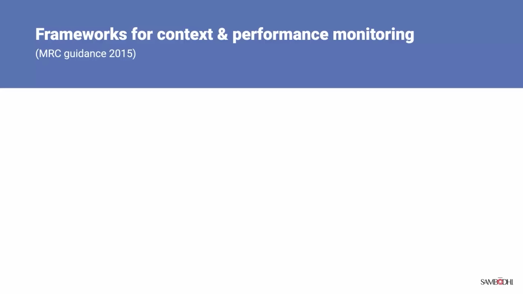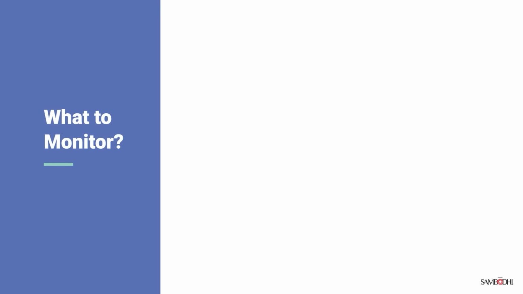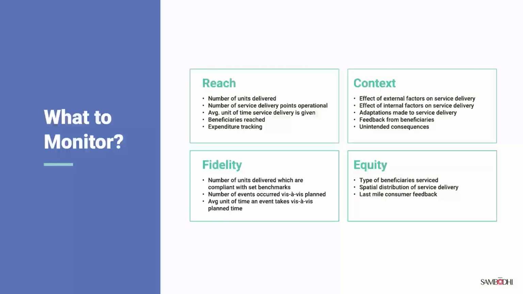To present you with a clear picture of how context and performance monitoring work, let us look at the given diagram. The boxes consist of the key functions of process evaluation and relations among them that determine the nature of the investigation. It also enables us to determine and interpret the outcomes. Now the question arises, what to monitor? Monitoring can be based on the four factors of reach, context, fidelity, and equity. Each of these factors include the key pointers that must be considered when the researcher monitors a program.